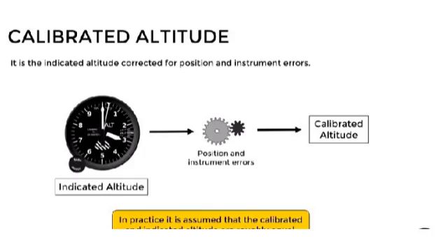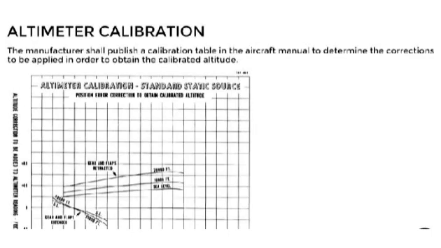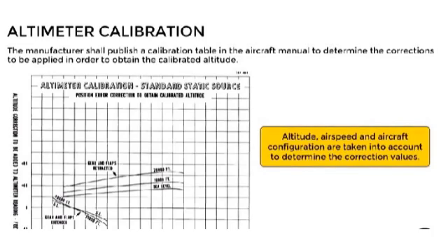Now, you might be wondering, how do we apply the corrections for instrument and position errors to obtain the calibrated altitude? Well, the manufacturer publishes an altitude calibration table in the aircraft manual, which specifies the corrections to be applied in order to obtain the calibrated altitude. In this table, altitude, airspeed and aircraft configuration are taken into account to determine the correction values, as we can see. So far, we have seen how the instrument and position errors affect the altitude reading. But there's another factor which also affects barometric altimeters, it is the temperature. This brings us to the concept of true altitude.